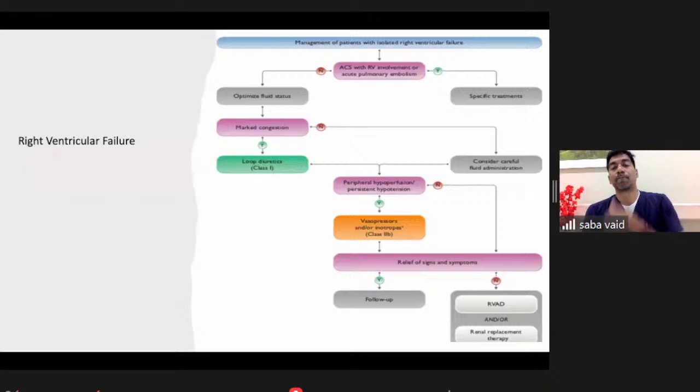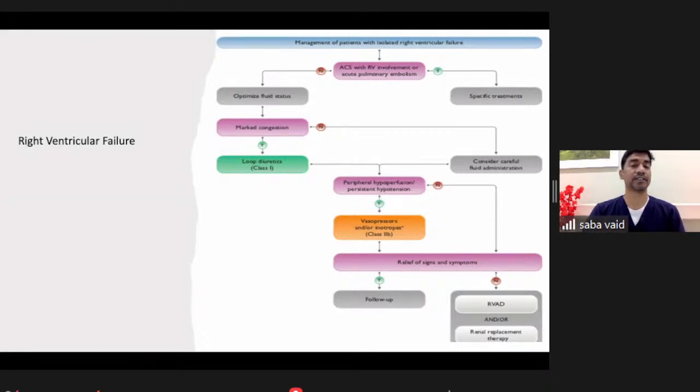Right ventricular failure. Right ventricular failure is quite unique in that it's not very common, number one, and almost always there is a cause, which means that the most important treatment for this problem is to treat the cause. Once you treat the cause, which can be a pulmonary embolism, a cor pulmonale, or an acute coronary syndrome, basically an ischemia where you have to revascularize, almost always it improves.